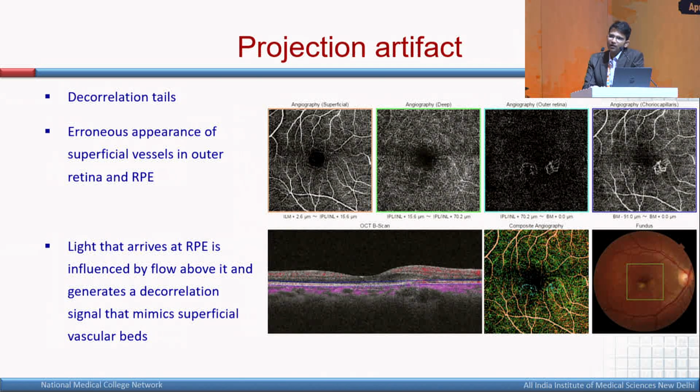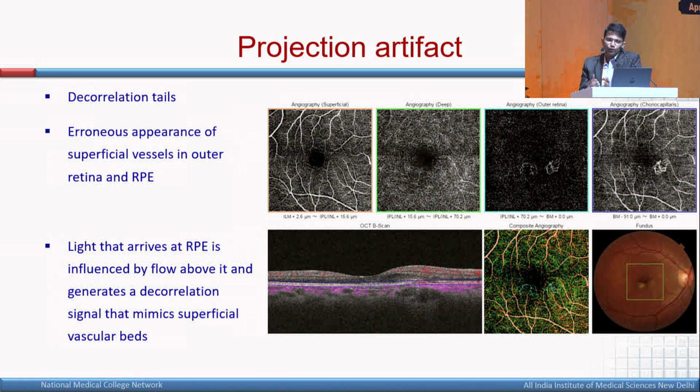Next, projection artifact is very important because it will lead you to make an erroneous diagnosis of an abnormal vasculature in the deeper slabs. It is also known as decorrelation tails. And why does it occur? Because the light which is reaching the deeper levels is coming after passing through the superficial plexuses, and therefore the superficial networks will have an effect on the deeper slabs.